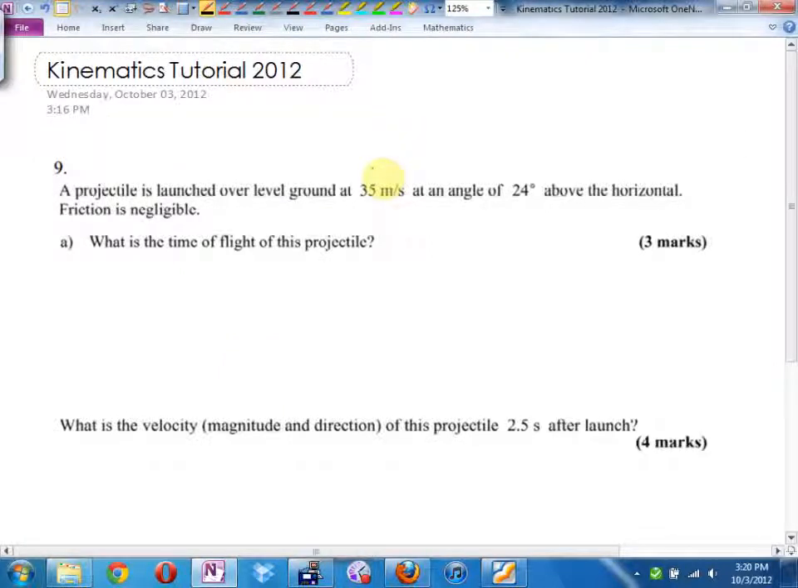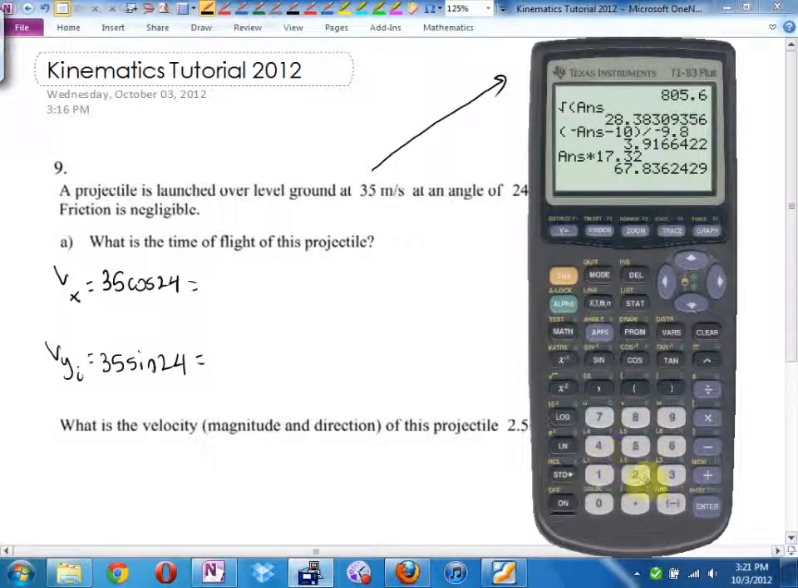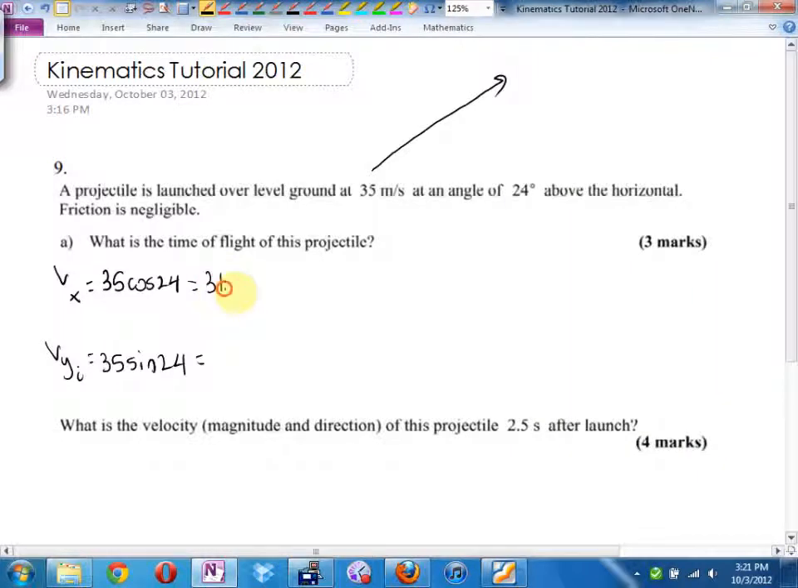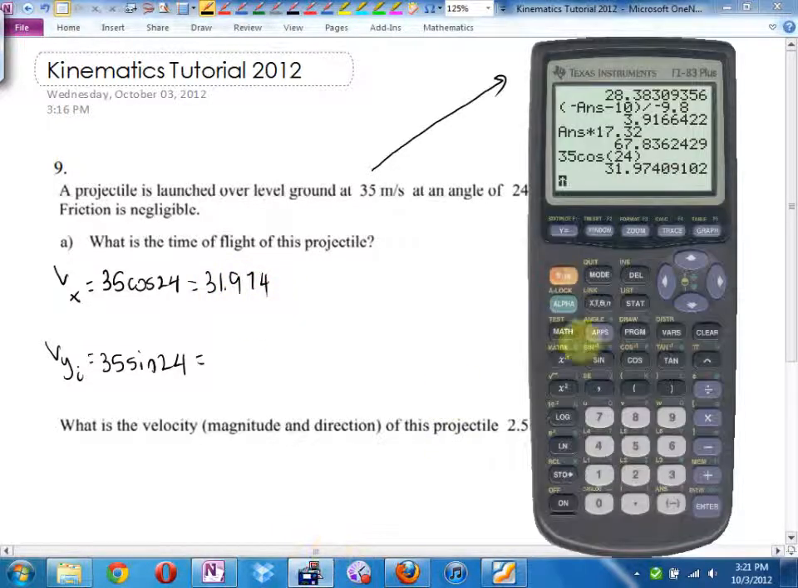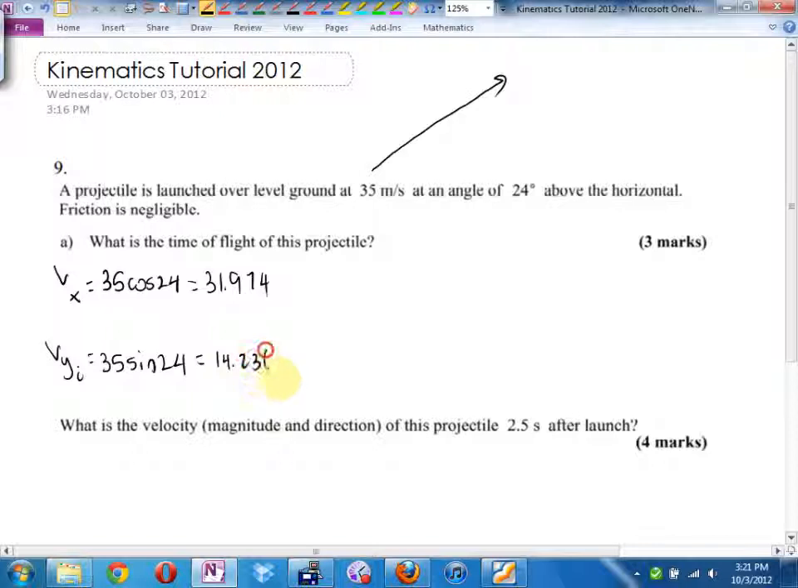If I were to draw it, my initial launch would look something like that. I'm pretty sure that you'll find that Vx ends up being 35 cos 24. Am I going too fast if I skip that? If I just go straight to this, is that okay? Because we're pressed for time. And you're going to find that Vy initial ends up being 35 sin 24. You end up with 31.974 and 14.236 meters per second.